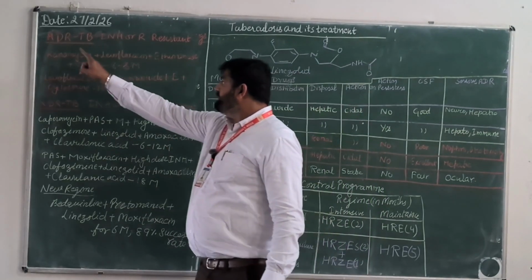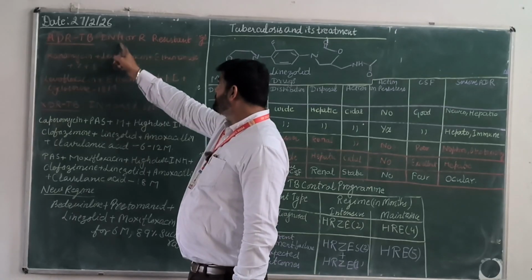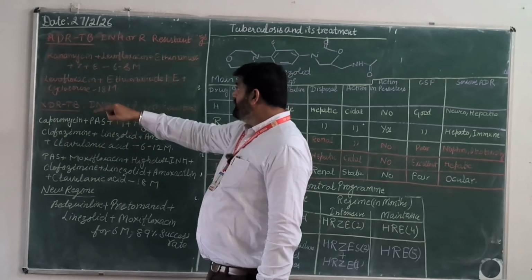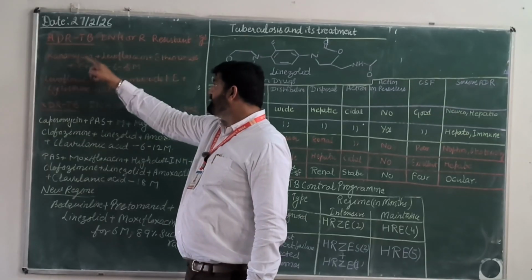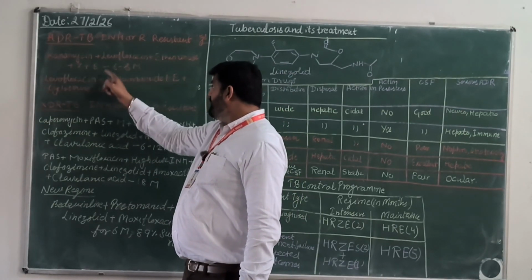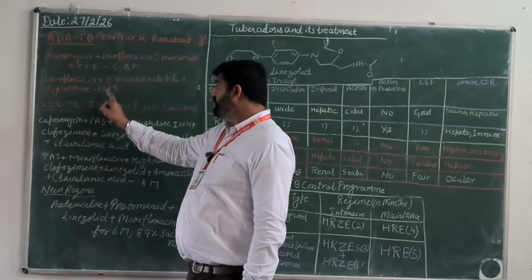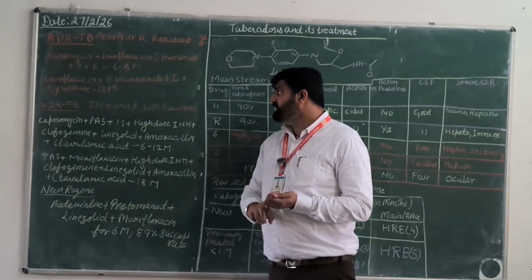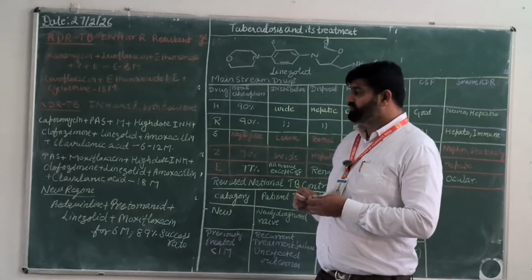For treating multi-drug resistant TB, where a patient is resistant to isoniazid or rifampicin, for the initial 6 to 8 months we use kanamycin, levofloxacin, ethionamide, pyrazinamide and ethambutol. Then for maintenance therapy, levofloxacin, ethionamide, ethambutol and cycloserine are used.